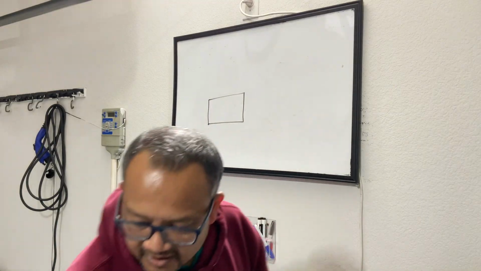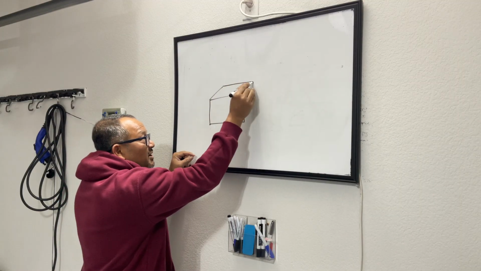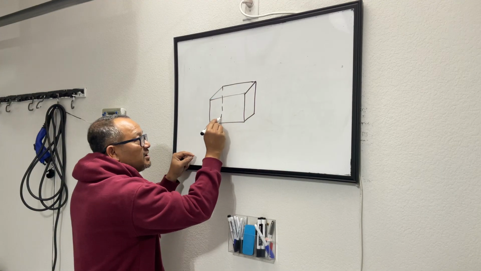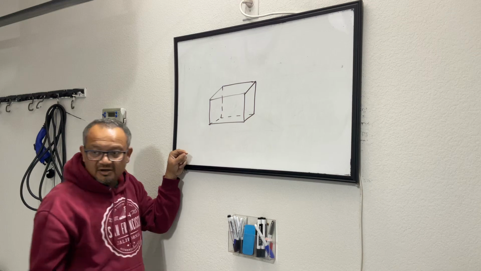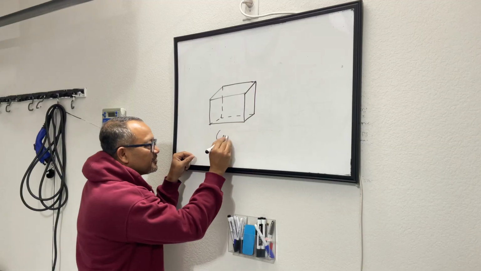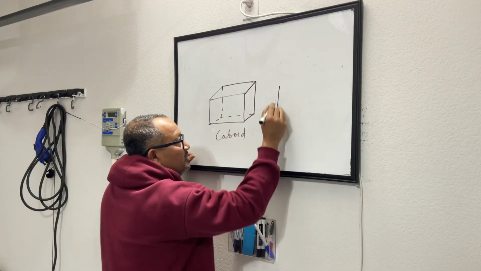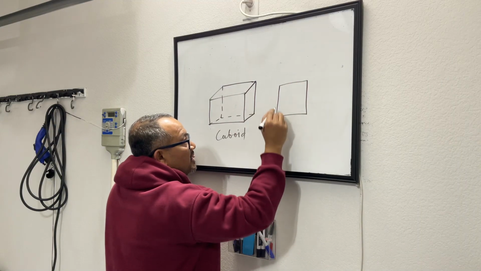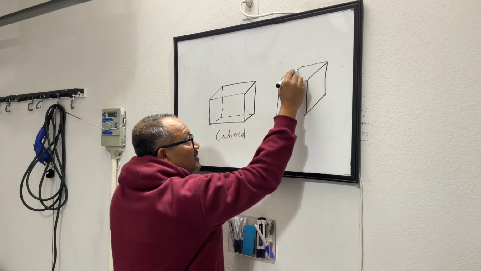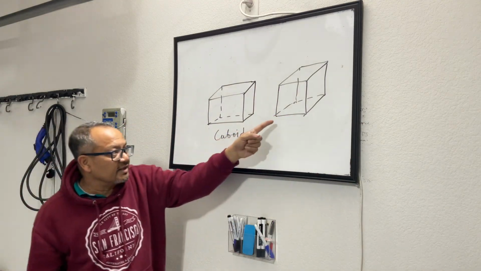So when you extend a rectangle, meaning you add height to it, that is when you come across your first 3D object, which is called a cuboid. Cuboid. You pick a square, add height to it, such that, see, in the case of a square, your length and width are the same, right?